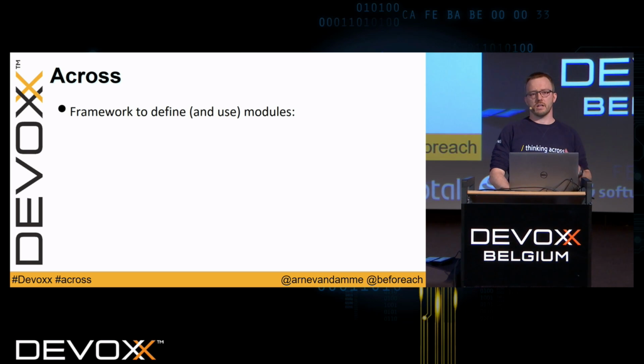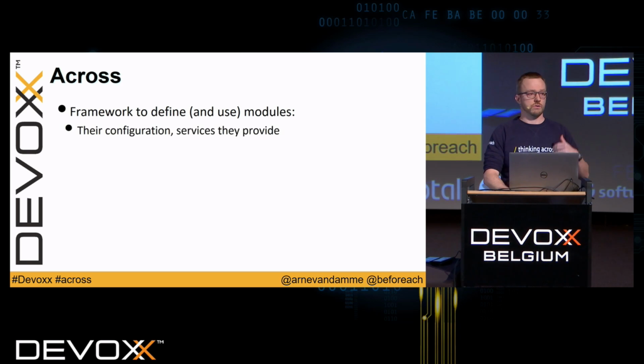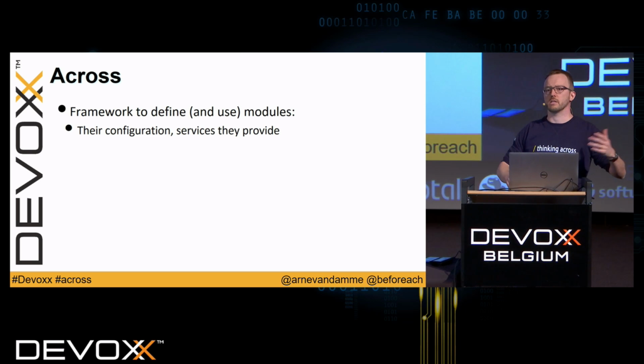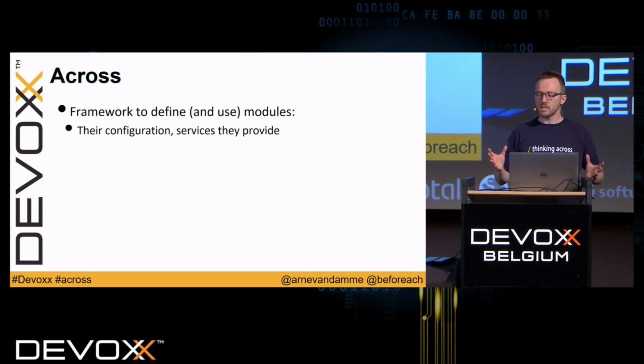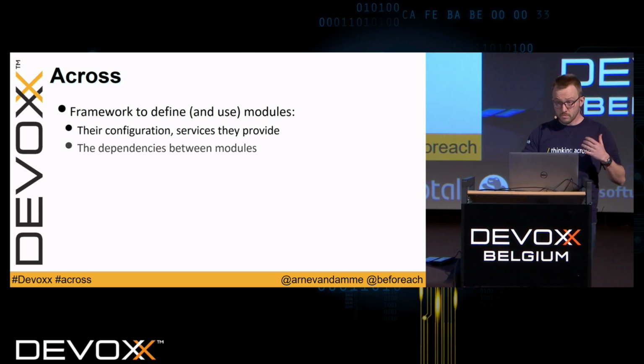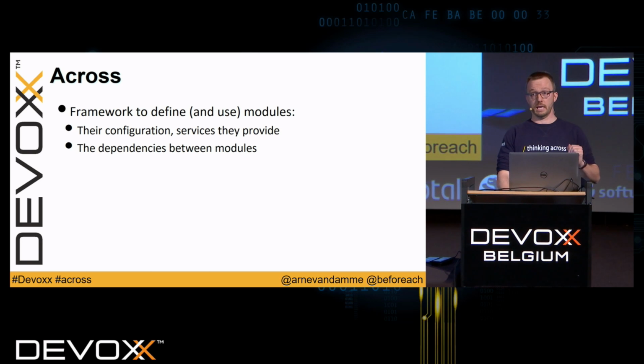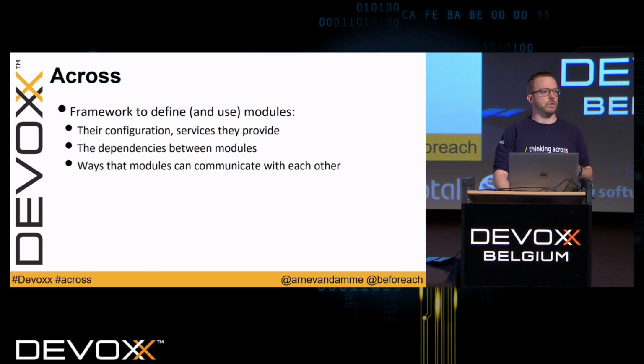So what we understand on defining a module is you need to define the configuration, right? In Spring, you quickly think of configuration classes or application context XML, stuff like that. The services they provide, but also very importantly, dependencies between modules. Have a way that modules can talk to each other. Services from one can talk to services from the other.